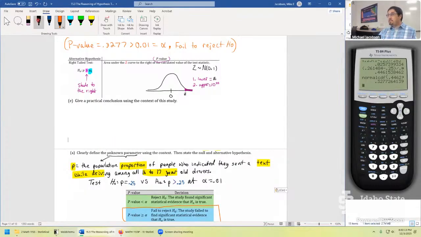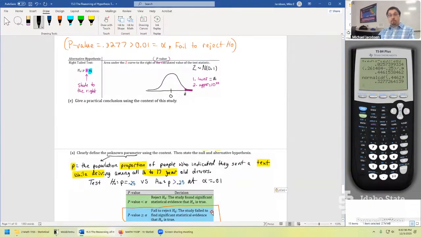So when it says give the practical conclusion, here's what it's going to look like. We don't accept the null hypothesis as true. Just like in a court of law, a verdict of not guilty did not prove innocence whatsoever. And same idea here. We're still going to focus on HA, but we're just going to say we didn't have evidence in favor of it.